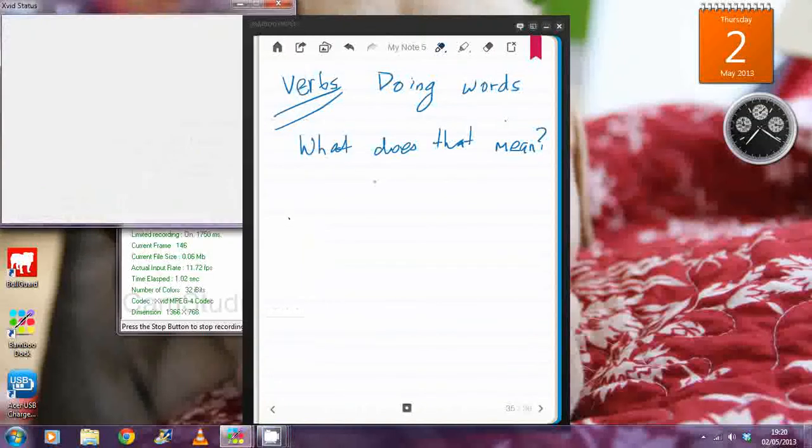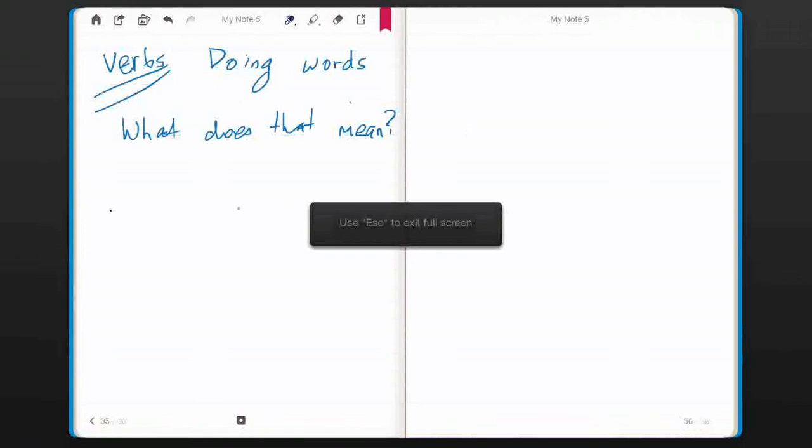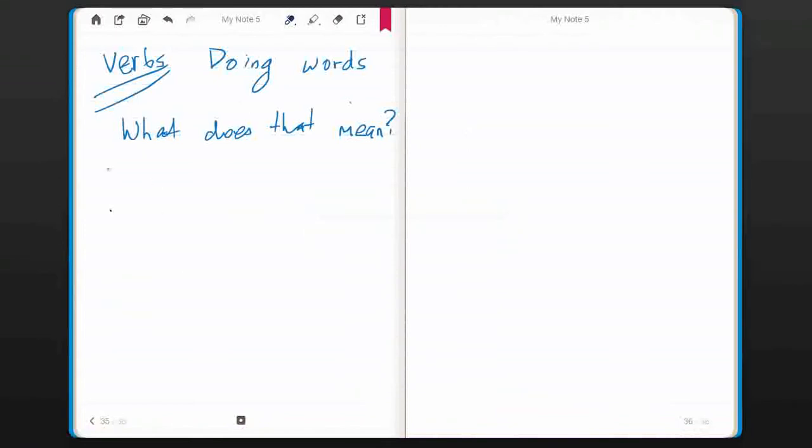Okay, so this is going over verbs. Verbs are doing words, and that's the simplest way of explaining what they are. This means that they're to do with action in stories or in sentences. So, for example, if I say, the boy kicked the ball, do you know what the verb is in that? Well, the verb is kicked, and that's because that is the action that's being done.